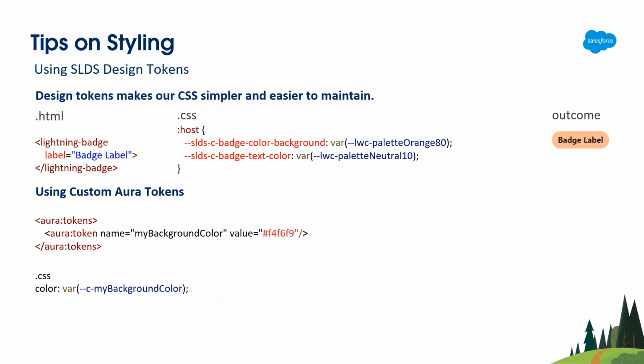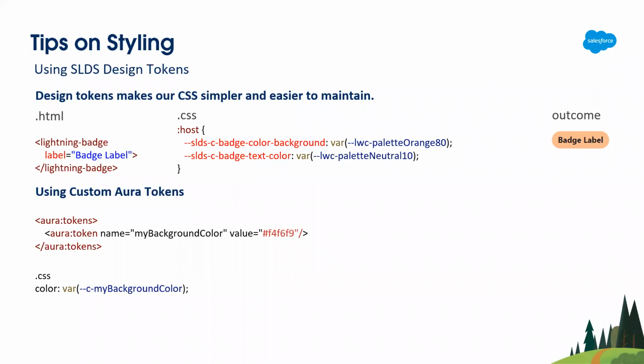Earlier we talked about the styling hooks. Here we will talk about the SLDS design tokens. Design tokens make our CSS life simpler and easier to maintain. Here you can see how a badge label can be given a beautiful color. Over here in the HTML on the left hand side, we can see lightning badge label is badge label, and in the CSS we can pass these variables under a var.